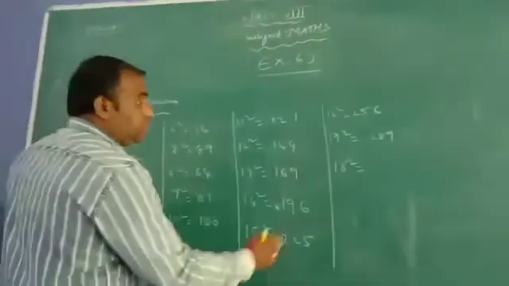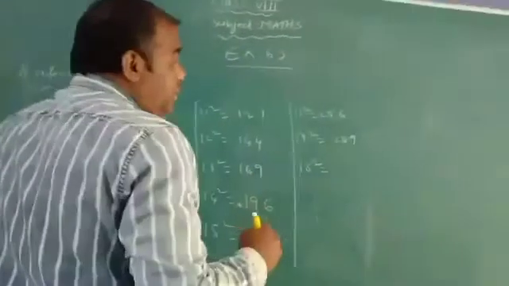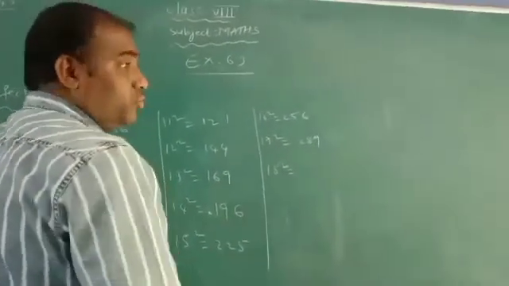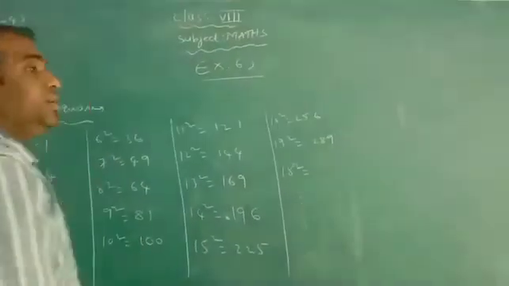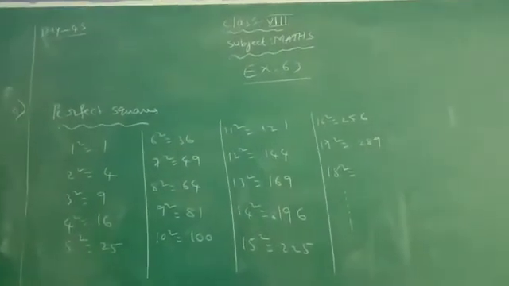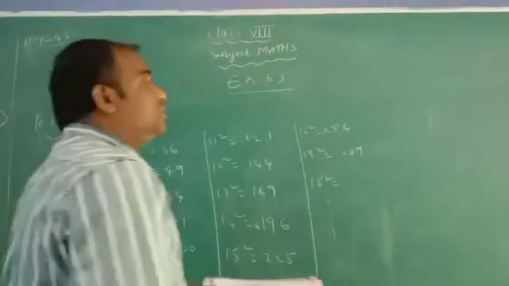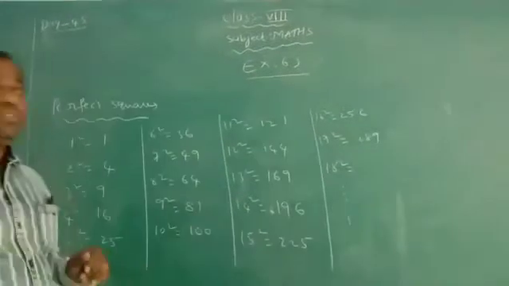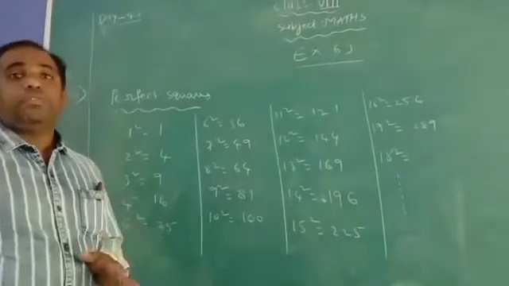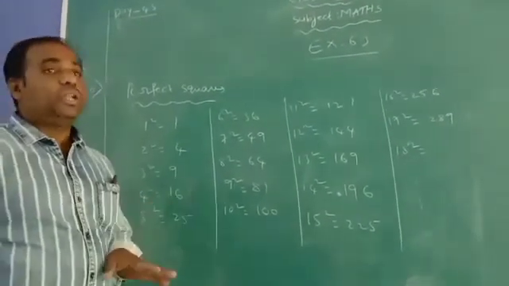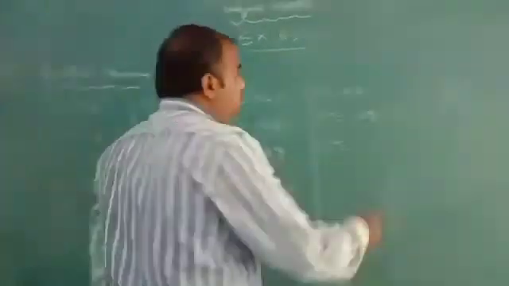These are 3 digit perfect squares. They require 4 digit perfect squares. Tell me, 4 digit perfect square means what? Up to 30 you take.